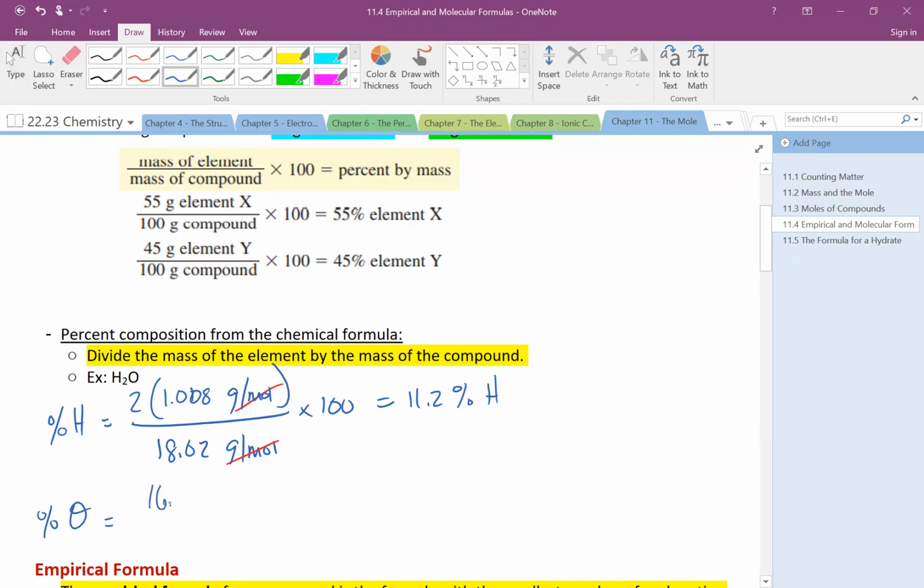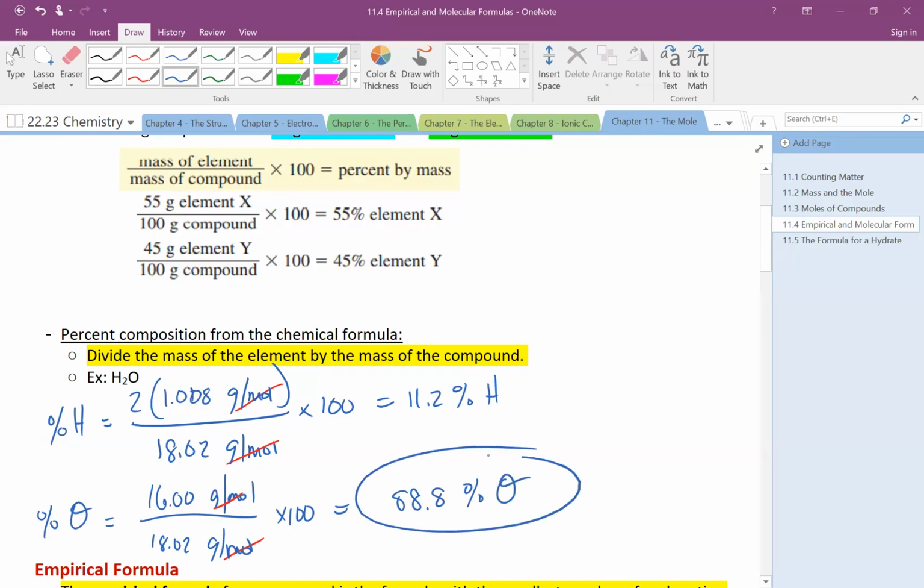So we take our 16.00, that's the molar mass of oxygen. We only have one of them, so we don't need to multiply by anything. So one oxygen, and then our total mass of 18.02 grams per mole here. Units cancel again, absolutely correct, times 100, and we're going to get 88.8% by mass oxygen, right? So there we go. There's our percents by mass for each element in water.